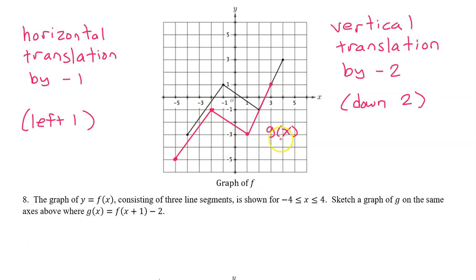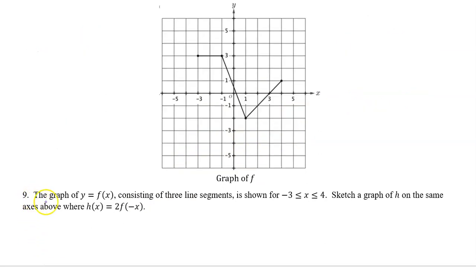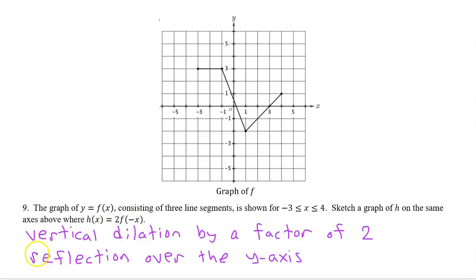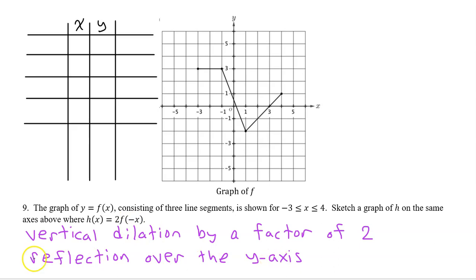Always label your graph. Same instructions for number 9, but the transformed graph h of x equals 2 times f at the opposite of x. The 2 in the front means a vertical dilation by a factor of 2, and the negative on the inside is a reflection over the y-axis.